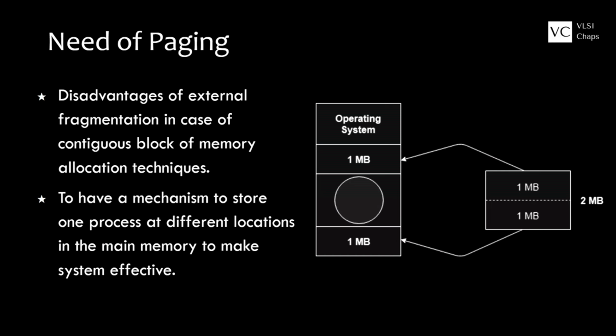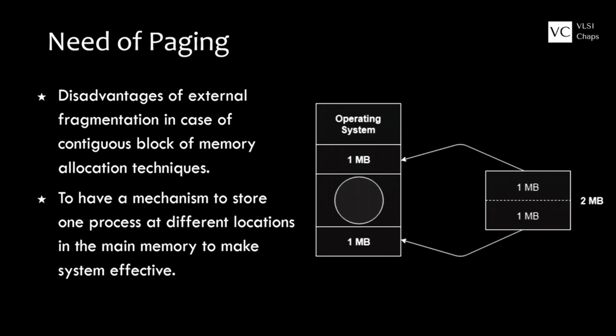You can see in the diagram that I have two memory blocks of 1 MB available, which are free. Now if I have a process of size 2 MB waiting outside, though I do not have contiguous free blocks available, I can divide this process into 1 MB parts and then place these various fractions into these two different places. So this whole process is called paging.